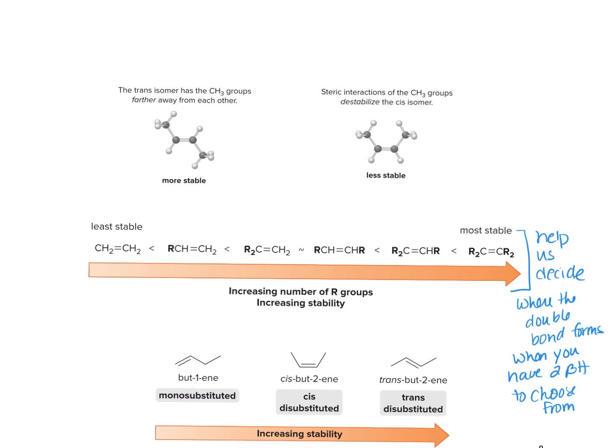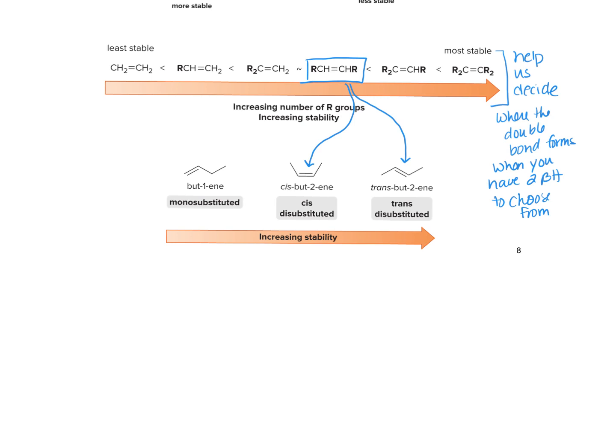where we have but-1-ene that's monosubstituted. It's not quite as stable as the cis disubstituted, and then the trans disubstituted is more stable than the cis. So when we look here at the monosubstituted and we come over here to look at this group here, which can be cis or trans, the cis is less stable, and then the trans comes next before we get to the tri-substituted and the tetra-substituted.